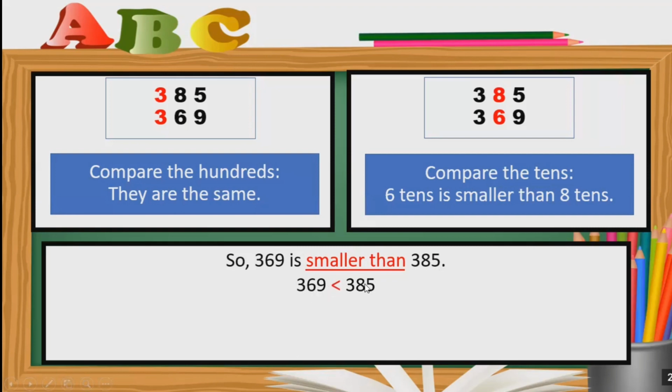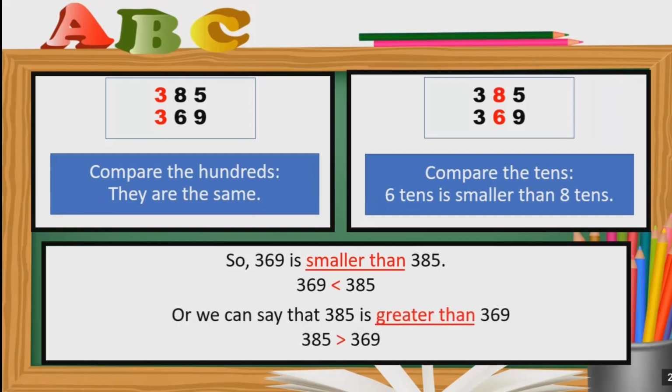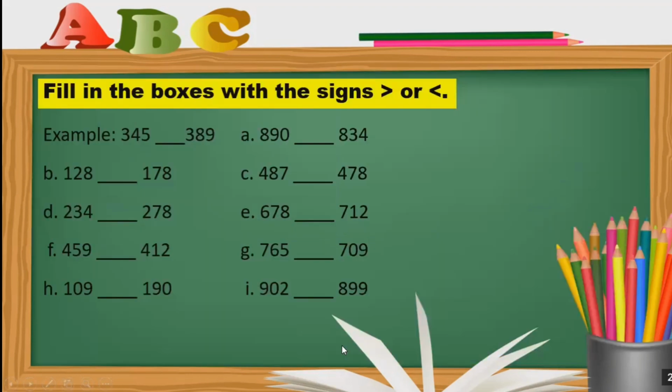Again, 369 is smaller than 385, or we will write by using the symbol this way. Or we can say that 385 is greater than 369. Greater than, and we can use this symbol. Now, let us try to answer here. Let us fill in the boxes with signs greater than or smaller than.